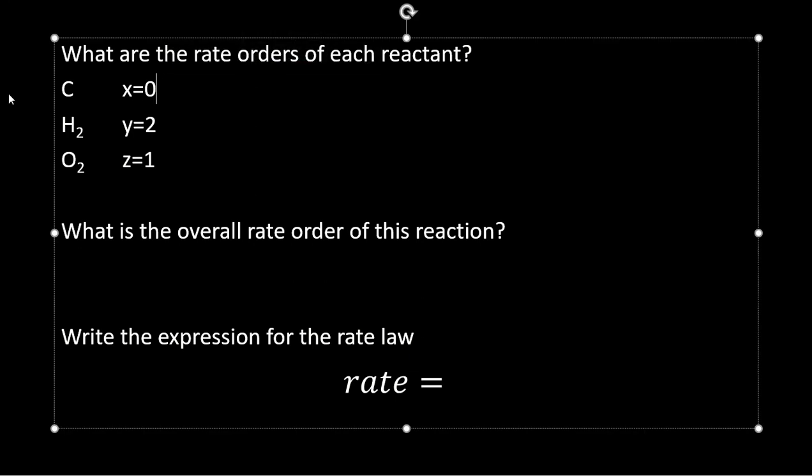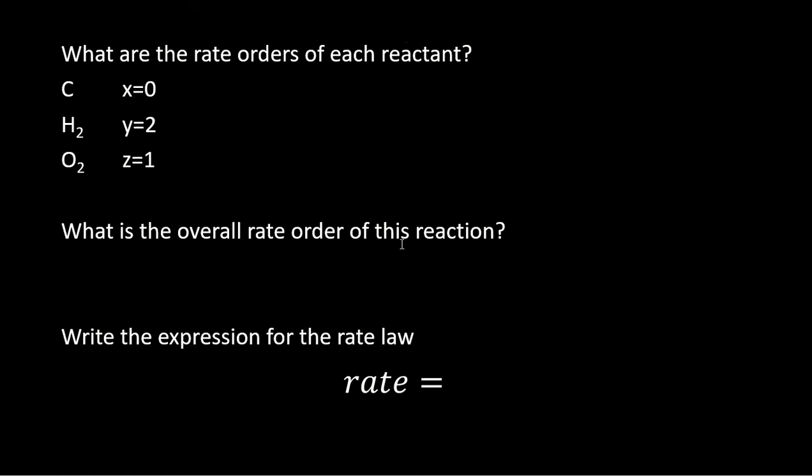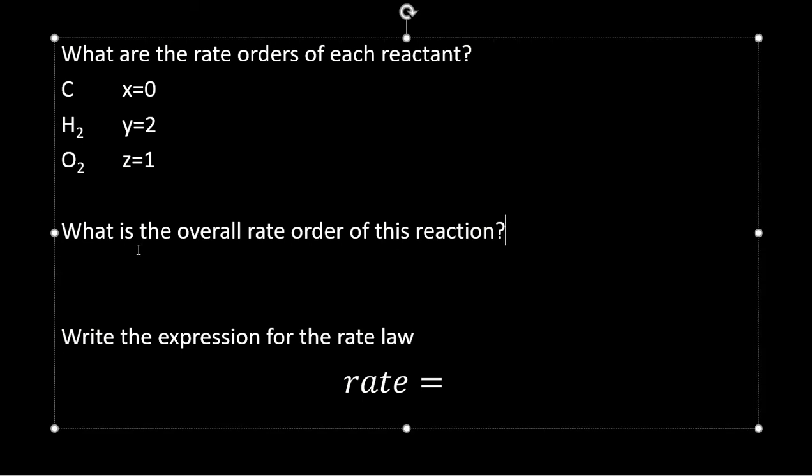Now, if you're asked for the rate orders of each particular reactant, all you need to do is just give these values. What we're going to do now instead is, what is the overall rate order of the chemical reaction? Well, that is simply the sum of all the exponents. If we had 2 reactants, then we would only have 2 exponents to add up together. In this case, we had a reaction with 3 different reactants, so we have 3 reactant rate orders to add up together.